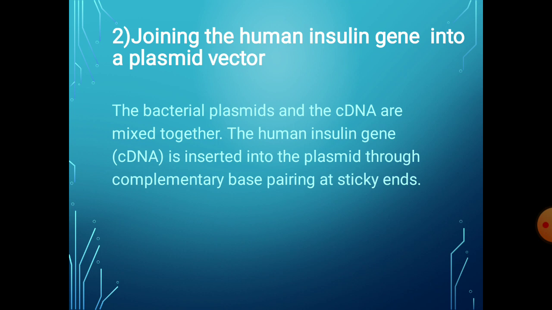In the second step, we join the human insulin gene into the plasmid vector which I have already cut. The bacterial plasmids and the cDNA are mixed together. The human insulin gene, cDNA, is inserted into that plasmid through complementary base pairing at sticky ends.